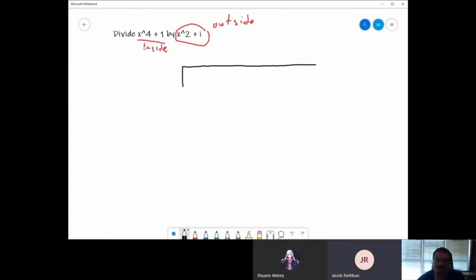Now, on this problem, note that I have x to the 4th, and I skip to plus 1, right? So I'm missing a whole bunch of stuff. x to the 4th plus 0 x cubed plus 0 x squared plus 0x plus 1. So I have all those placeholders now.